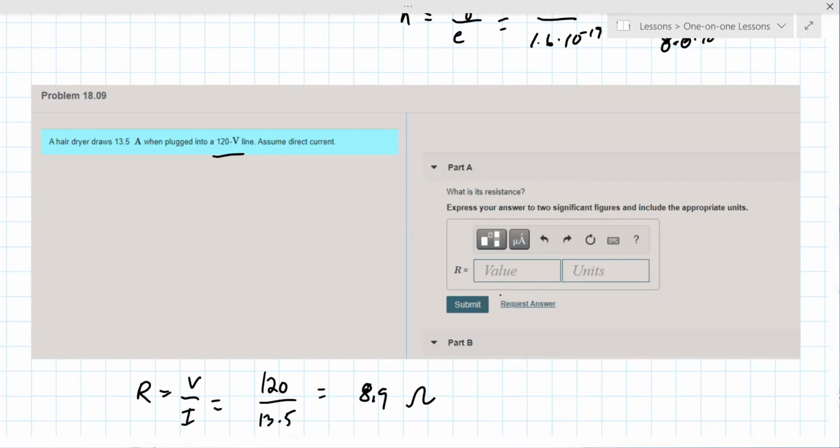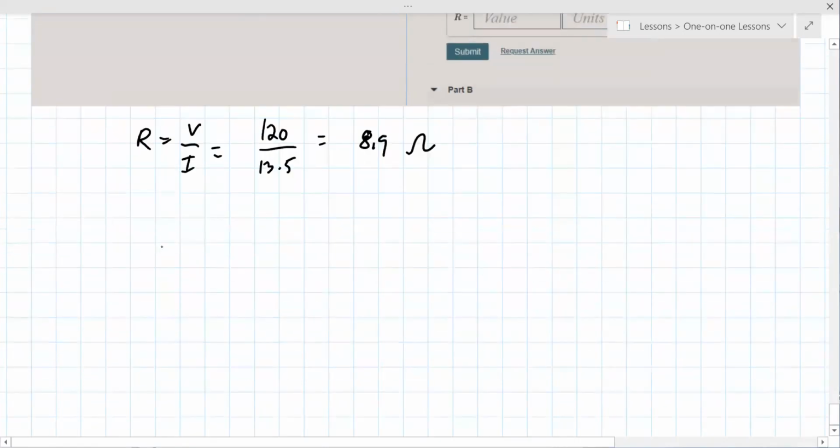Is it one more? Perfect. On to part B. Part B is looking for Q. So Q in 12 minutes. So we know that I equals Q divided by T. So Q is equal to I times T.